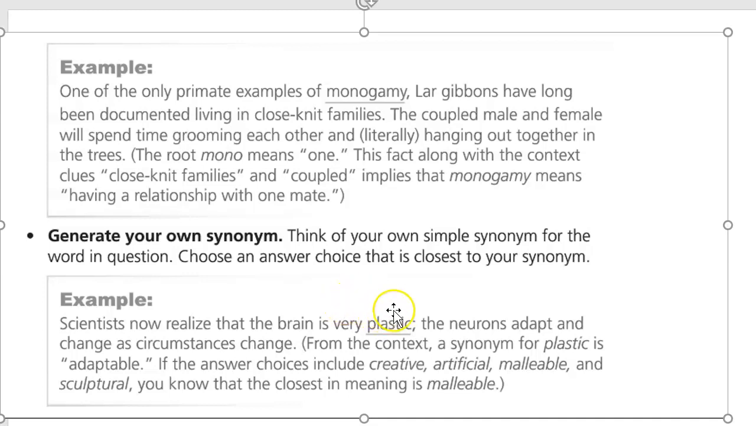Scientists now realize that the brain is very plastic. The neurons adapt and change as circumstances change. Now we know that plastic is like a type of material. However, in this sense, it's not being referenced as the common definition that we know. So if the brain is plastic and now it's explaining that the neurons adapt and change, we can infer that plastic means adaptable. So in our answer choices, if we have answer choices like creative, artificial, malleable, and sculptural, we're going to want to choose the one that means most adaptable, most able to being changed, and that's malleable.